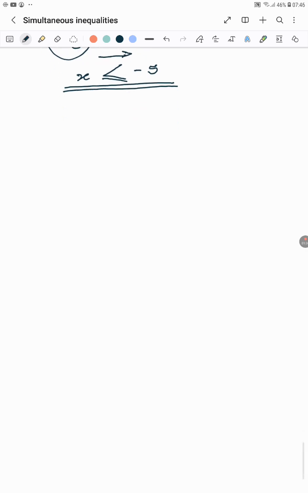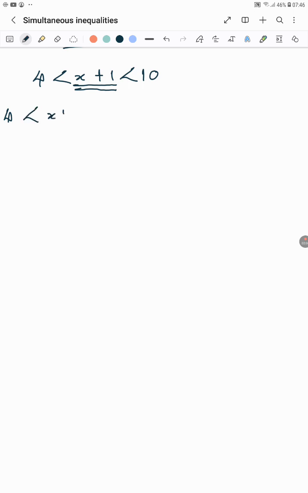Okay, our first example on simultaneous inequalities looks like this: 4 less than x plus 1 less than 10. So what I want you to understand is you are solving two inequalities at the same time. So the middle part is common to both inequalities. So if you separate, you're going to have 4 less than x plus 1 on the left hand side, and on the right hand side you are going to have x plus 1 less than 10. So you solve this inequality.